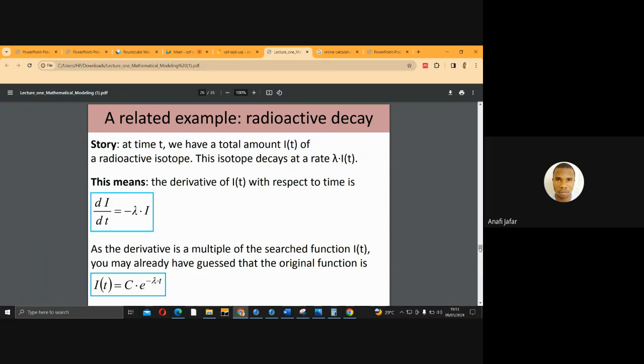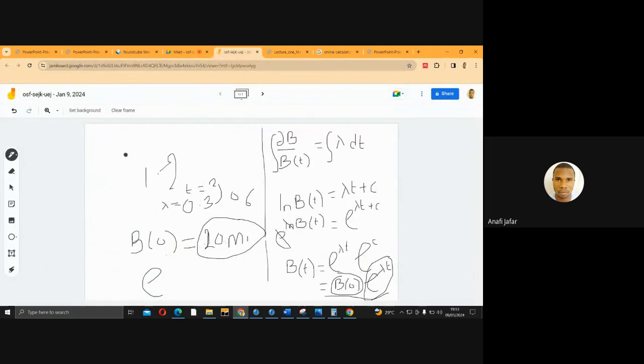They say that at a time when a total amount of radioactive isotope, the isotope decays at this rate. So let me go to the board. Please save this board so that we can have access to it. Yes, save it so that we can share it with us later.